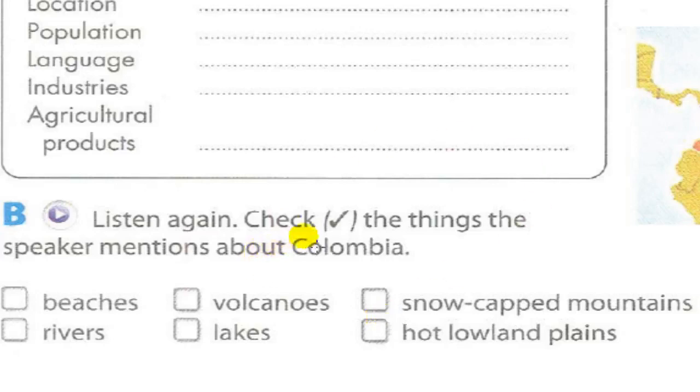B. Check the things the speaker mentions about Colombia. The speaker mentioned beaches because he said coasts on the Atlantic and Pacific Oceans. When we have coasts, we have Atlantic Ocean, Pacific Ocean, so you can have beaches. Beaches. Number 2, snow-capped mountains. Hot lowland plains. American, hot. British, hot.